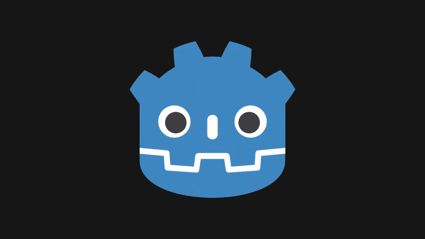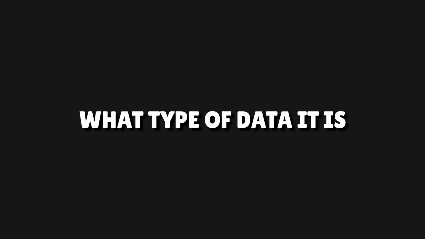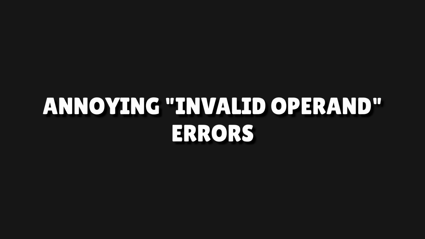In our last episode, we learned how to store information in variables. But Godot is a bit of a perfectionist. It doesn't just want to know what you are storing, it wants to know what type of data it is. Understanding data types is the secret to preventing those annoying invalid operands errors that pop up when you try to add a word to a number.